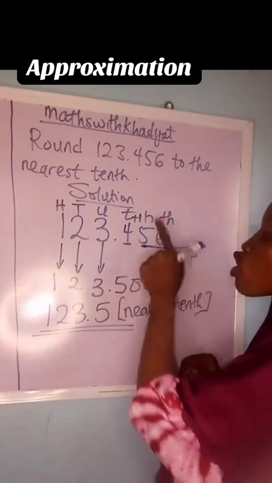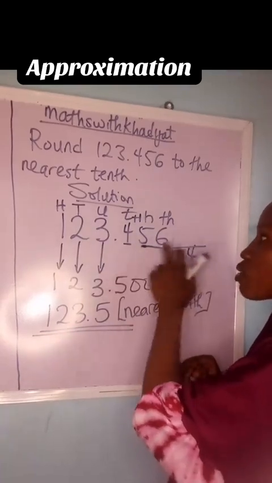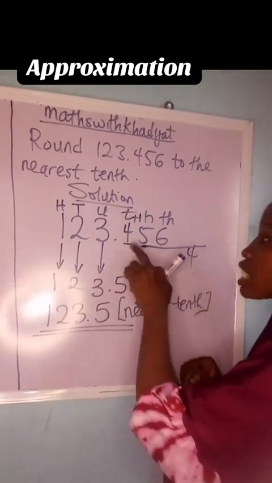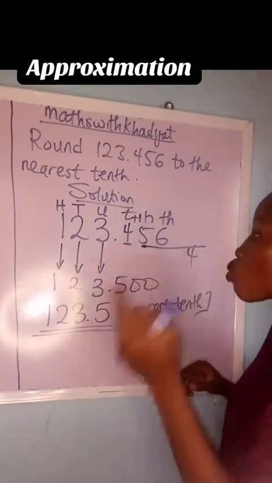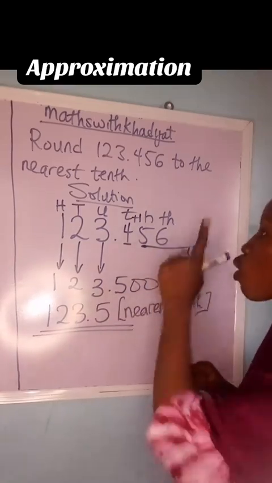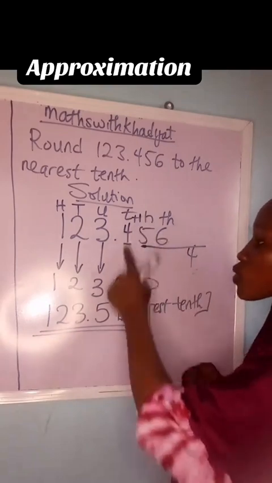Again, first of all, know the place values of the numbers you are given: units, tens, hundreds, tenths, hundredths, thousandths. Now, you are rounding to the nearest tenth, which is the 4. Which number follows the 4? 5. Do you round 5 down to 0 or up to 1? You round it up to 1. So add it to that target, which is 4. So 4 plus 1 gives us 5.